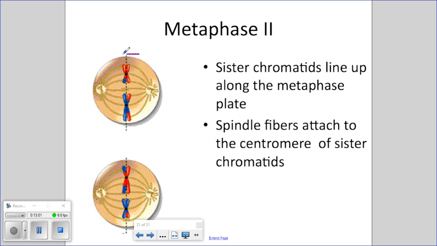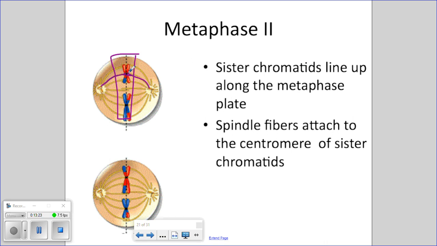In metaphase 2, the sister chromatids are going to line up along the metaphase plate, and spindle fibers will attach to the centromere of the sister chromatids. So here the spindle fibers will attach, you'll get 2 spindle fibers attaching to 1 chromosome, or a spindle fiber attaching to each sister chromatid.